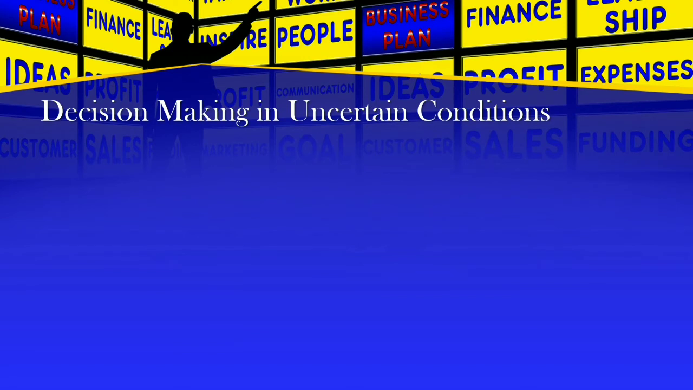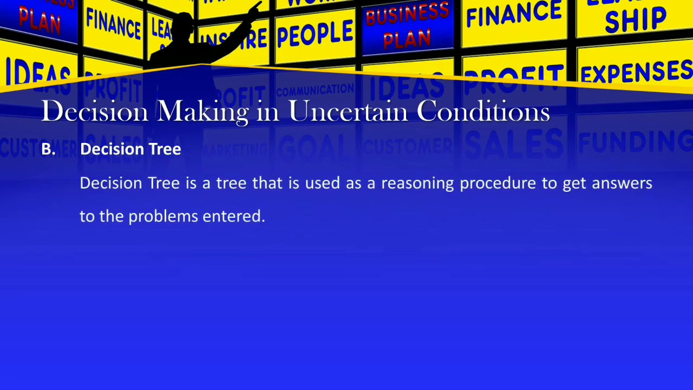Decision making in uncertain conditions. B. Decision tree. A decision tree is a tree that is used as a reasoning procedure to get answers to the problems entered.